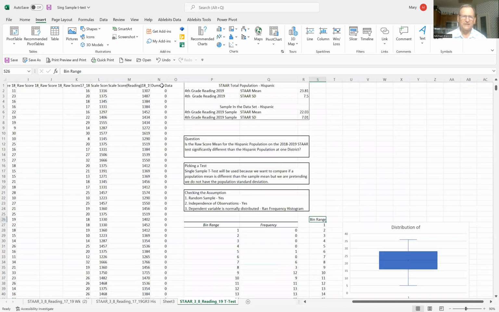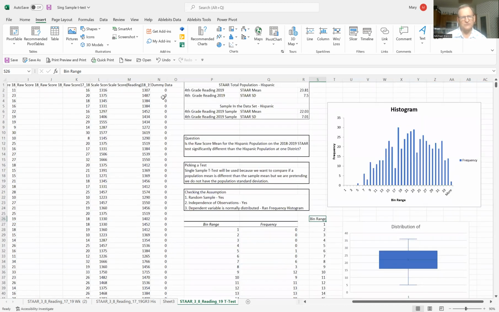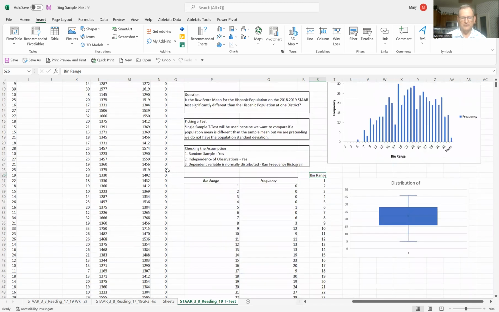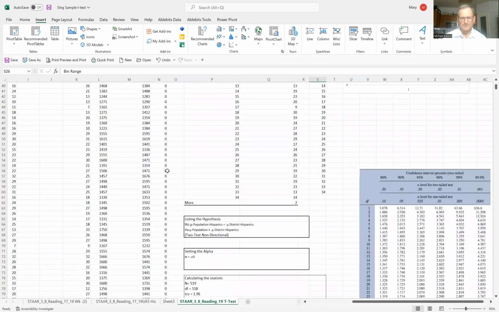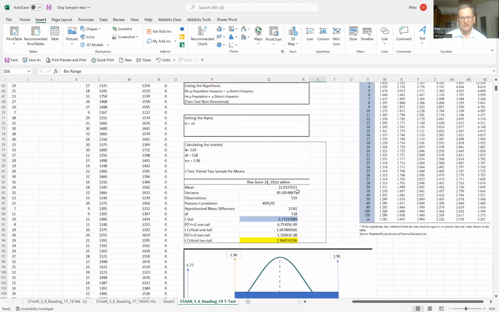I did the t-test paired two-sample. When I had done the dummy data with only a couple of items, which the previous recording said you only needed two, I kept getting an error message that they needed to be the same. So I duplicated zeros for all 519. And when I did that, then I was able to get a mean of 22.03, which matched up. But I got a t-stat of negative 5.77, and then the p-value of 1.35 for a two-tailed test.